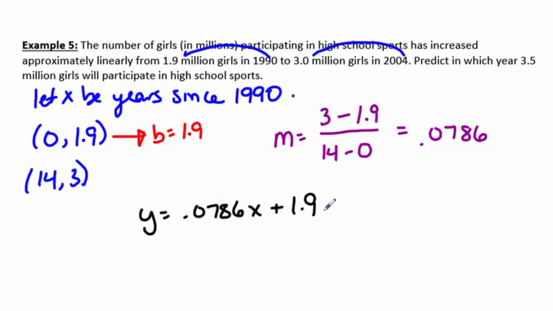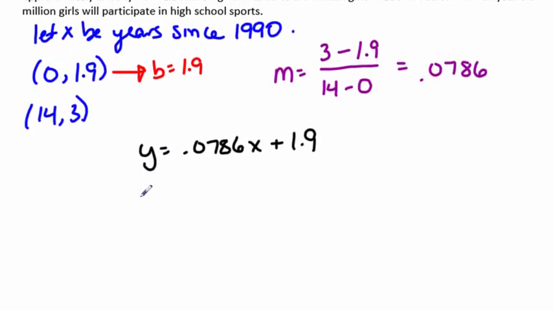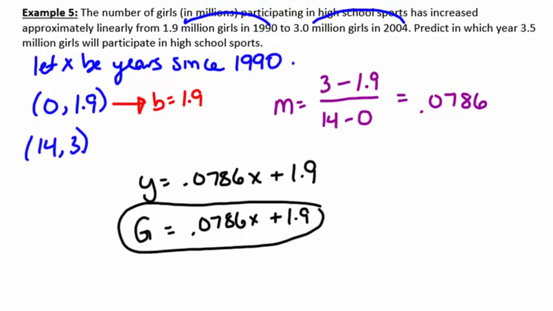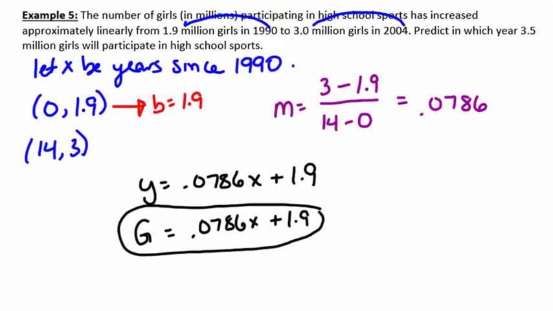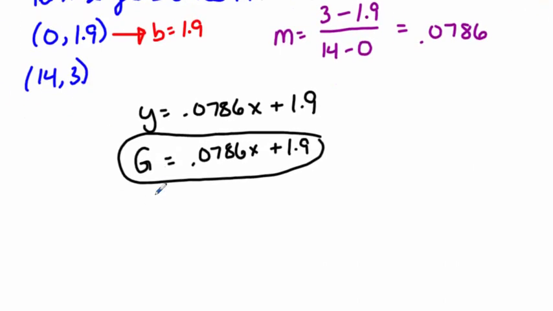Got my slope, and I have my y-coordinate of my y-intercept. I did say x was going to be years since 1990, so I already have my x value. We could choose a different letter for y. Y is the number of girls in millions, so I could say G for girls to make this a model in terms of these variables. Alright, so the goal here was not just to find the model, which I had to do, but also to predict during which year I'm going to have 3.5 million girls participating. So I'm going to plug in 3.5 for G and solve for x.